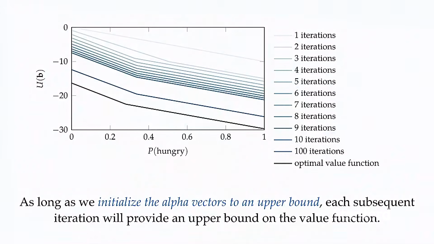Okay, and as I just slipped in there, as long as we initialize our alpha vectors to an upper bound, no matter how many iterations we do of value iteration, even if we don't go all the way to convergence, we're always going to have an upper bound on the true value function. Okay, are there any questions on that?